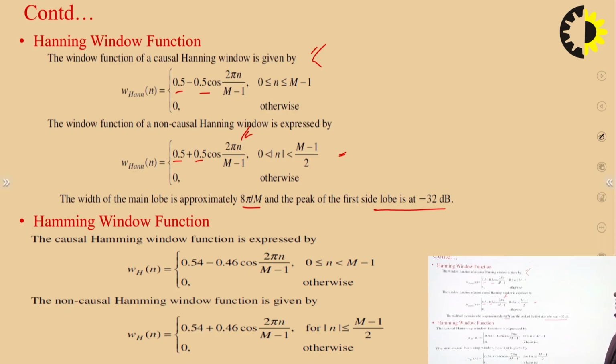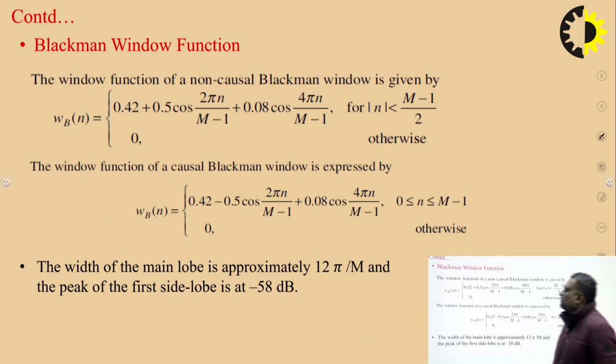Another window function is the Hamming window function. What happened in case of the Hanning window function? We can see that the first and last window coefficients are 0. The Hamming function is slightly different: rather than 0.5, they have made this coefficient 0.54, and rather than 0.5 they have made it 0.46, so that the first and last sample values are not 0, but become the difference of these two. It means 0.08. This is the expression for the causal Hamming window function, and this is for the symmetric Hamming window function.